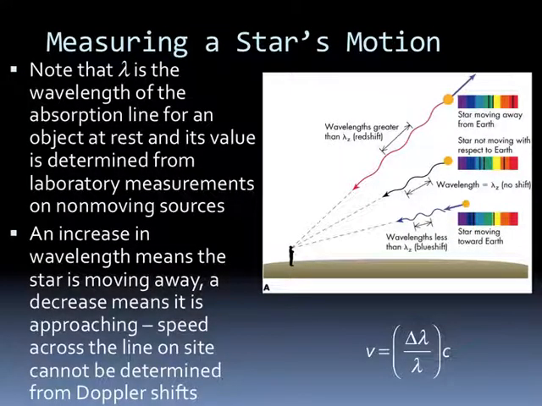So lambda is the wavelength of the absorption line of an object at rest, and its value is determined from laboratory measurements on non-moving sources. An increase in wavelength means the star is moving away. I get a red shift. A decrease or a blue shift means it's moving towards us. Now, any speed across our line of sight can't be determined, only speed coming towards or away from us.